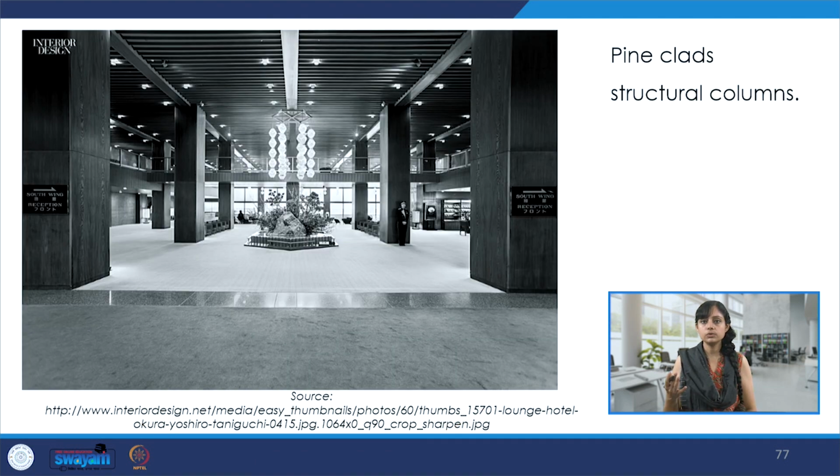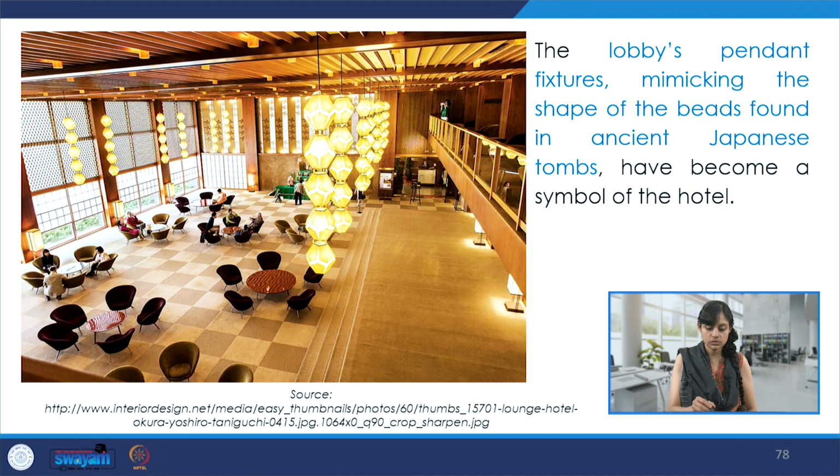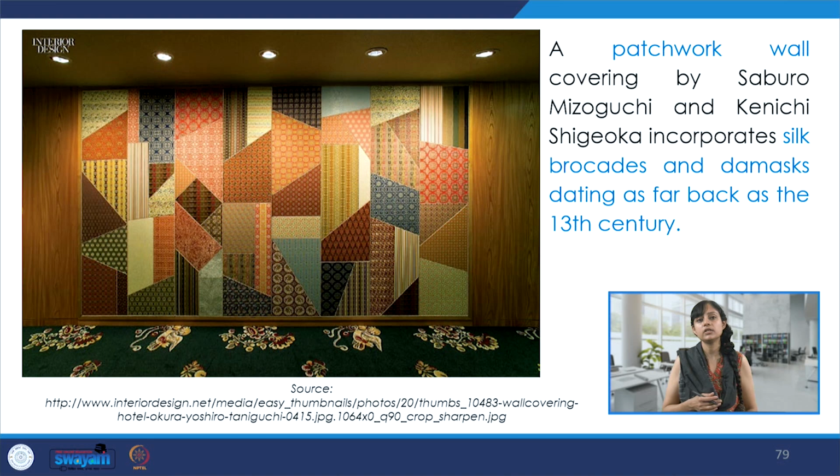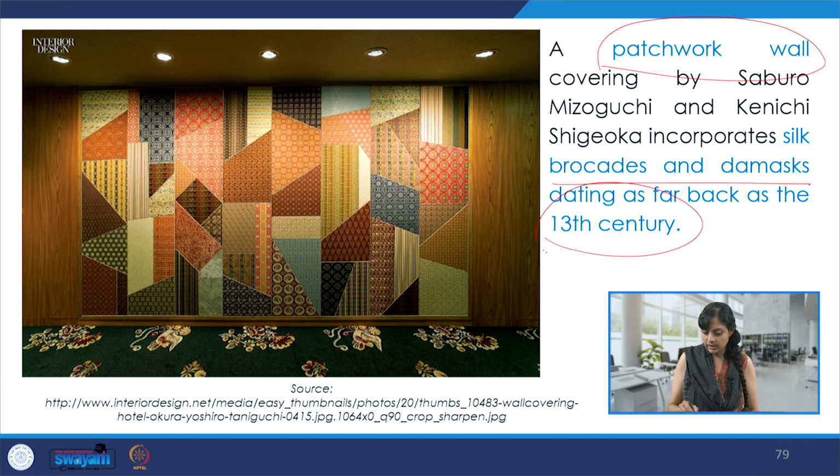And there is also the pine cladding. There are structural columns which have these kinds of claddings that we see over here. So these material details make all the difference. We also see these pendant fixtures, they mimic the shape of beads, which are popular from ancient Japan, and they were found in Japanese tombs. And they are used here in a very metaphoric and interesting manner. There is a patchwork wall that we see over here, which again incorporates silk brocades and some interesting textiles dating as far back as the 13th century.